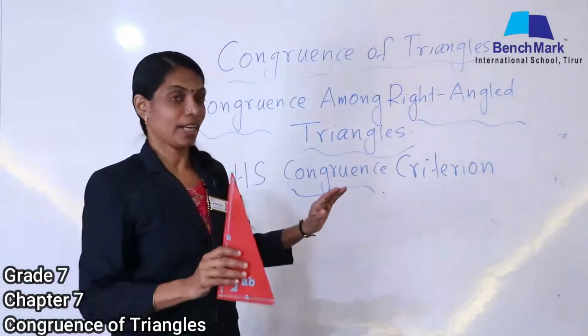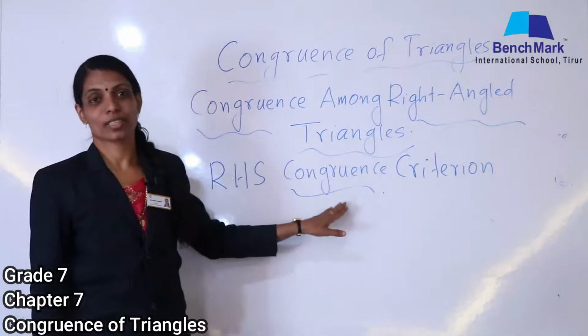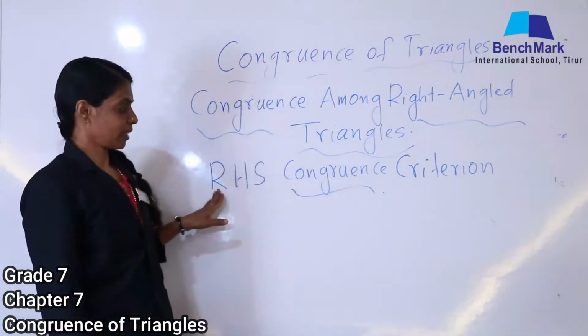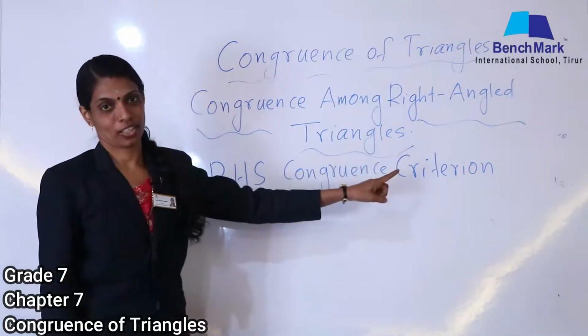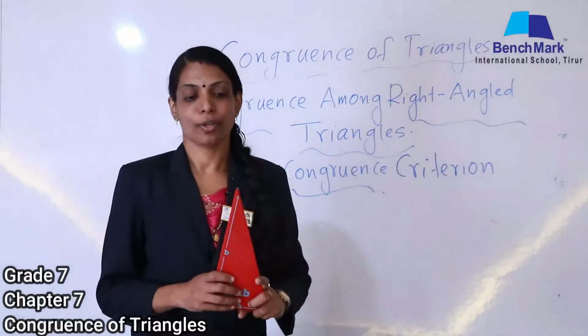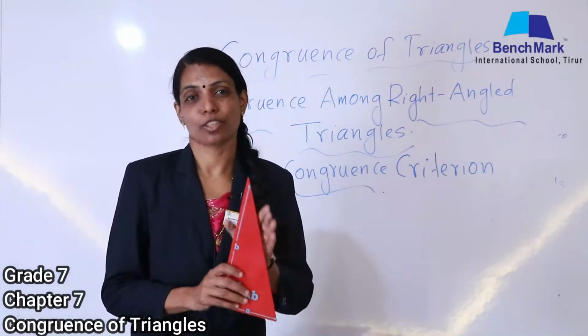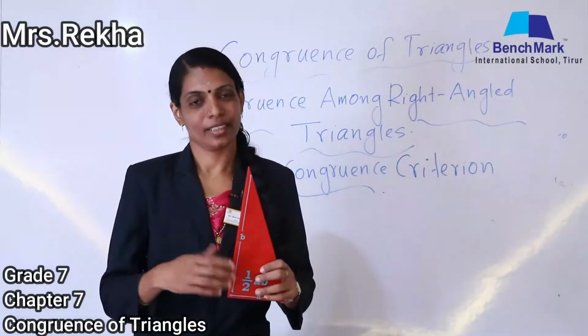We say that it is known as RHS congruence criterion: right angle, hypotenuse, side congruence criterion. So this is special for the right angled triangle because it has got special names for the sides also. We will be dealing with more questions in the next class.